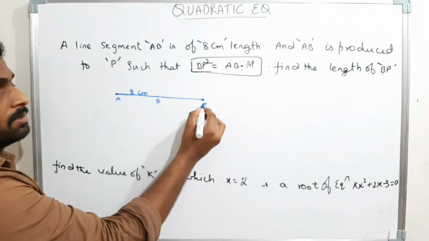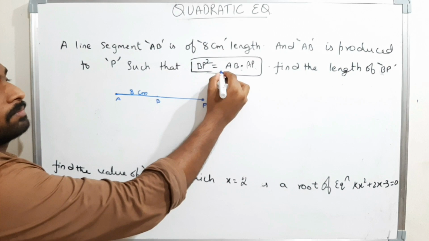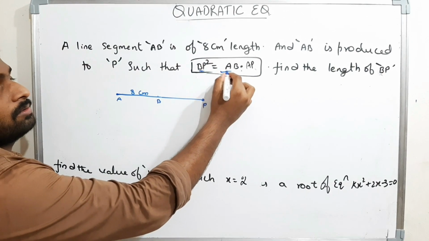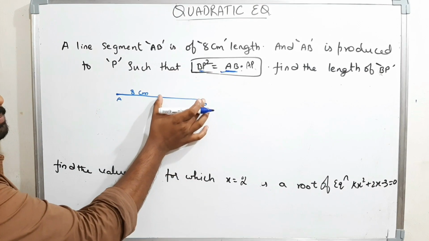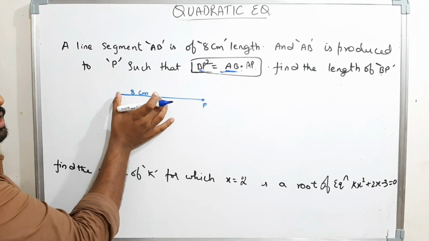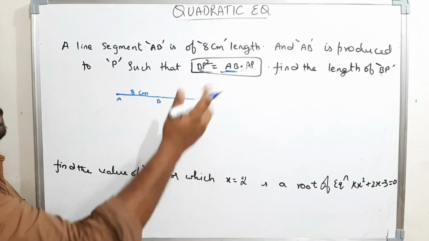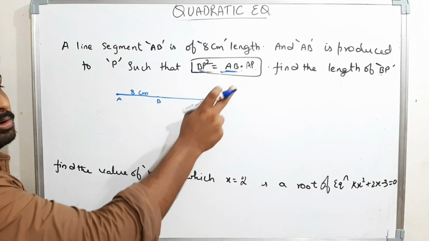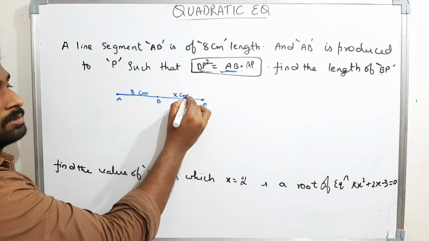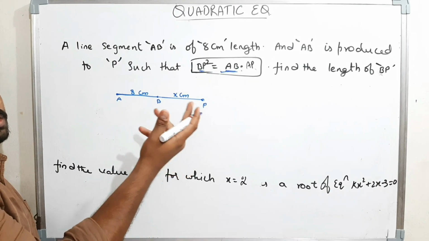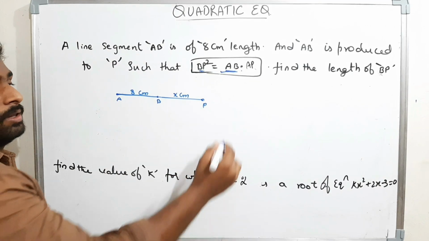That means somewhere P is here, such that BP square is equal to AB into AB. Now they have to find the length of BP, that means this length. I am assuming AB as 8 centimeters. I don't know what is the length of BP, therefore I assumed it as x. Therefore, what is AP?